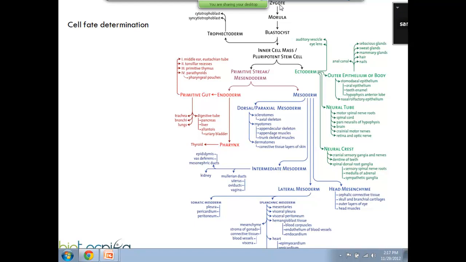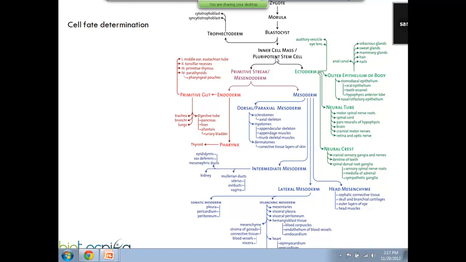So we know that the zygote will be formed by the fusion of your sperm and ovum, and then the morula will be formed. That is the intermediate stage before the blastocyst. Once the blastocyst is formed, it will have the inner cell mass, that is nothing but your pluripotent stem cells, whose fate will be determined.